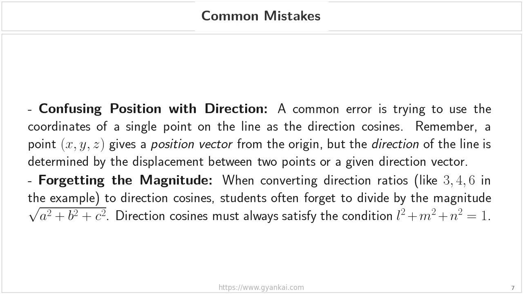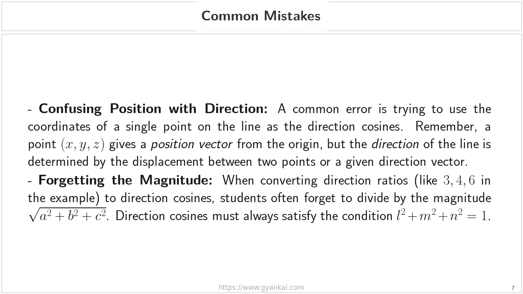Second, be very careful not to forget the magnitude. When you are given direction ratios, for instance, the numbers 3, 4, and 6 that we used in our illustrative example, you cannot simply call those your direction cosines. You must first find the magnitude, which is the square root of a squared plus b squared plus c squared, and then divide each ratio by that magnitude.